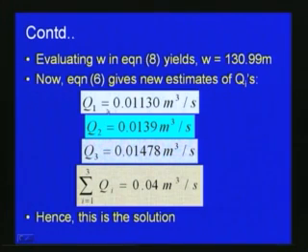Finally, we get Q1 equal to 0.0113 meter cube per second, Q2 equal to 0.0139 meter cube per second, and Q3 equal to 0.01478 meter cube per second. If we add all the discharges, it is almost equal to 0.04 meter cube per second. Like this we can continue the iteration until we reach the solution, and find the discharge through each pipe.